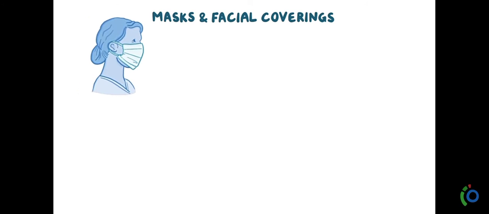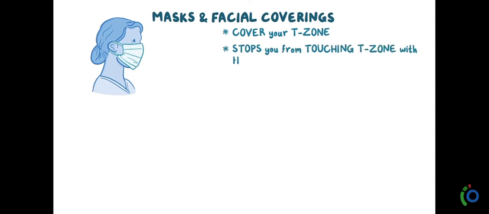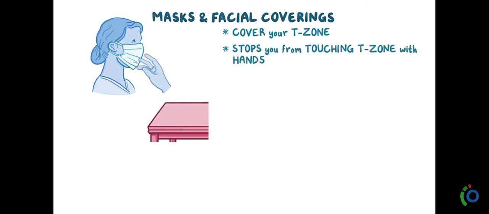So what happens when you wear a mask? Firstly, masks cover your T-zone, preventing the virus from directly landing on it. Secondly, it stops you from touching your T-zone with your hands, which may be contaminated if you've touched an infected surface.